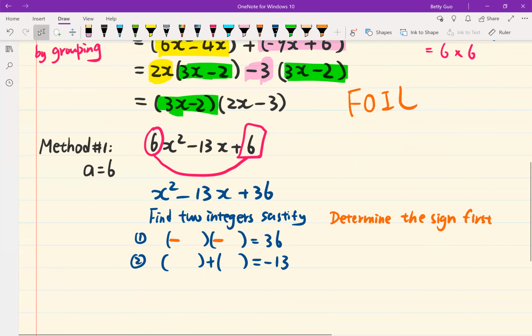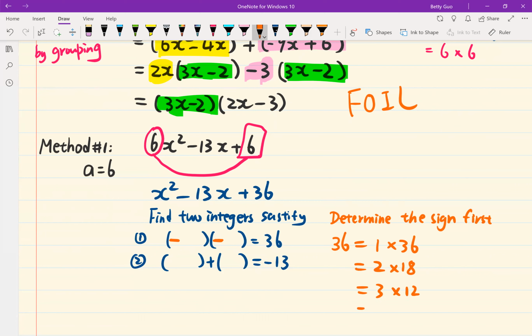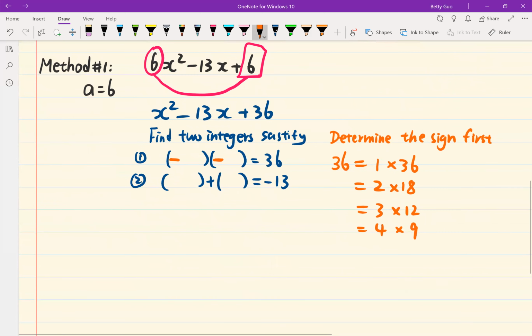Which two negative numbers? We factor 36. We have the following possibilities. We start from 1 times 36, and then try 2 times 18, and then 3 times 12, and then 4 times 9, and then 5 doesn't work, and then 6 times 6, 7 doesn't work, 8 doesn't work, 9, we have 9 already, 10 doesn't work, 11 doesn't work, 12, we have 12 already, and so on. So you can see all the possibilities right here.